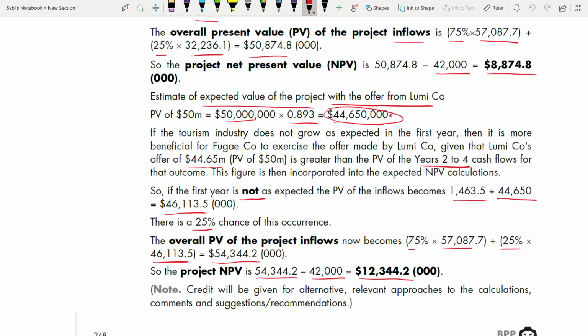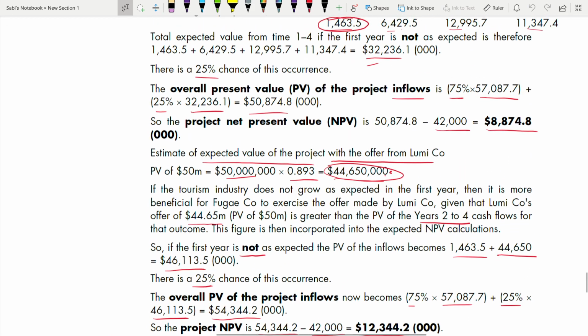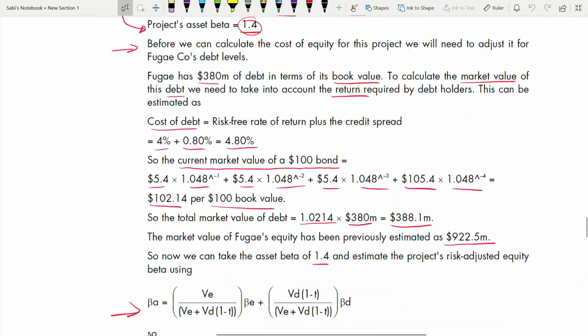Credit will be given for alternative solutions or calculations or recommendations. There are many ways of showing. So with the calculation part we are over. Now we just have to put this in our report.